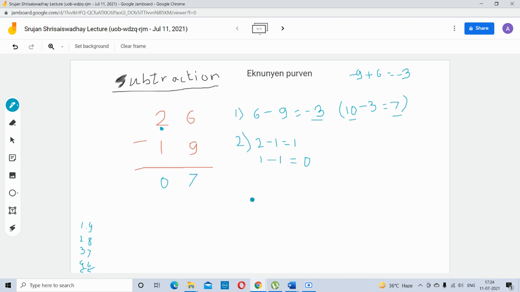This is how you can start. I'll explain it once again. You want to subtract 9 from 6. So 9 is greater than 6, so what you'll do is simply take a negative sign: minus 3.